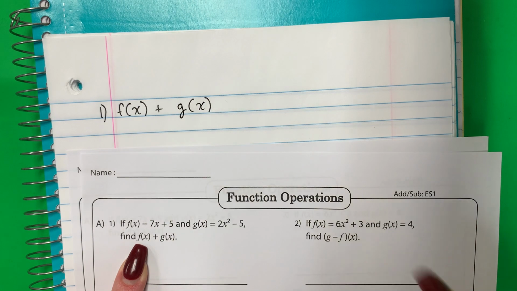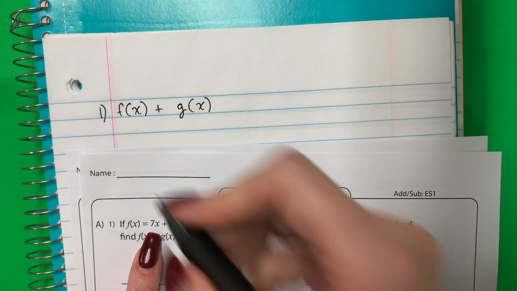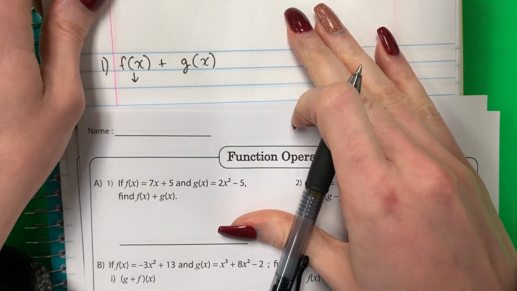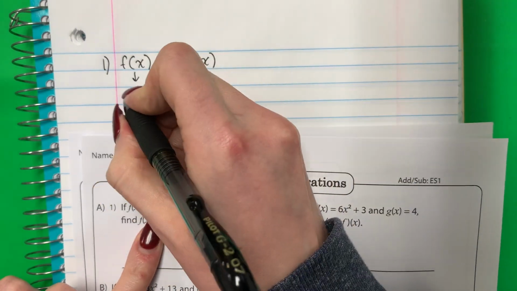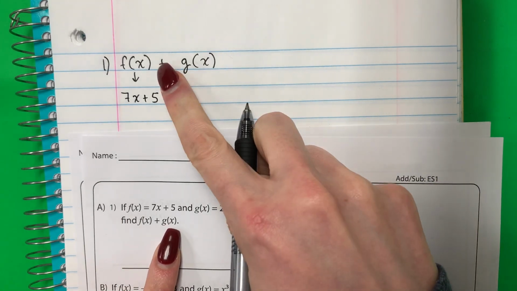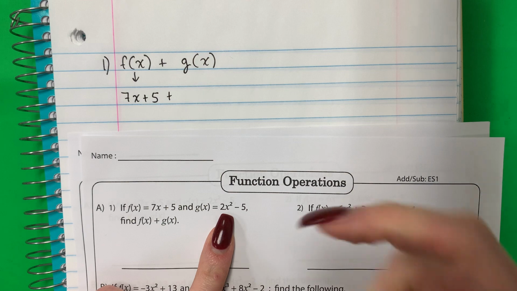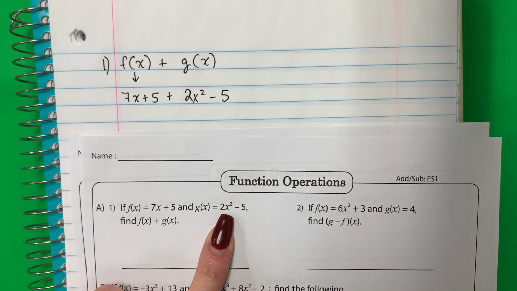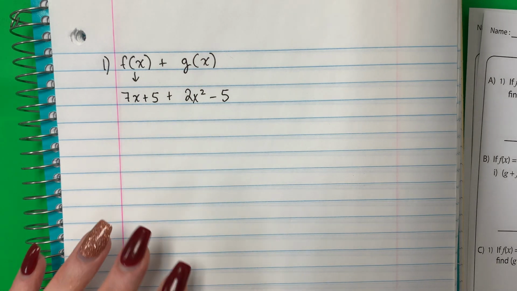Okay, so what is f of x? It's this one. So f is 7x plus 5. So f is, I'm going to go ahead and write here, 7x plus 5. And then plus g, this is g. G is 2x squared minus 5. Okay, and now we simplify. Y ahora vamos a simplificar.